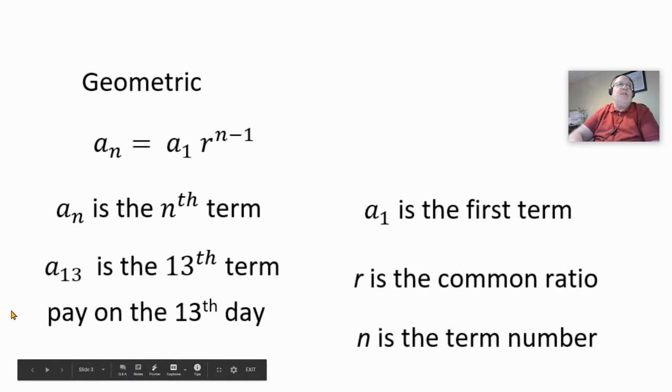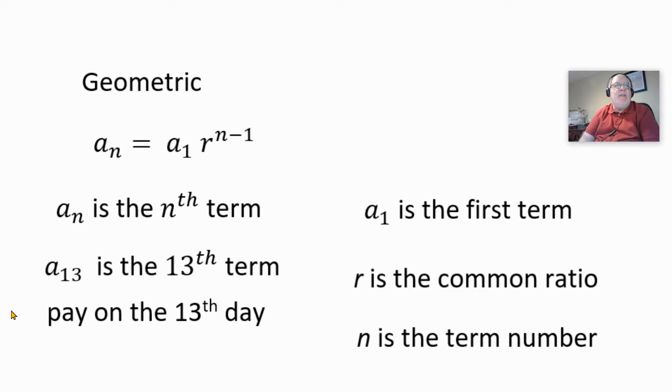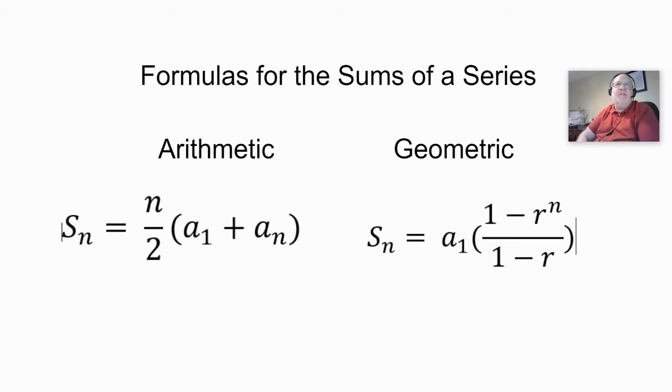If it's a geometric sequence, a sub n, the nth term, would represent a particular term. So a sub 13 would be the 13th term. That would be the pay on the 13th day, how much you would earn on day 13 of a geometric sequence. A sub 1 is the first term, r is the common ratio, and n is the term number.